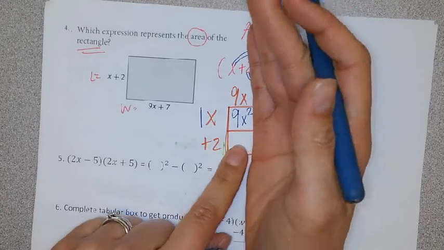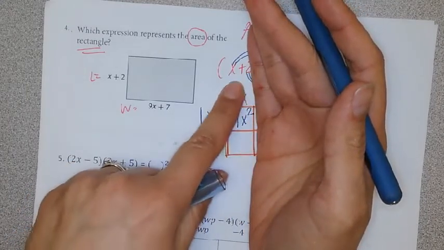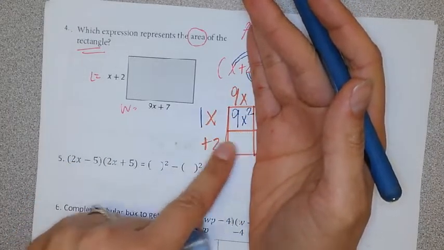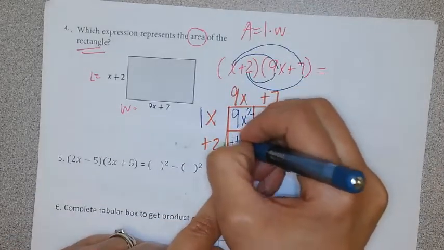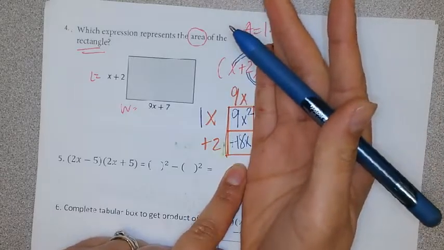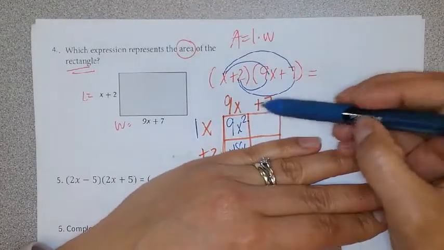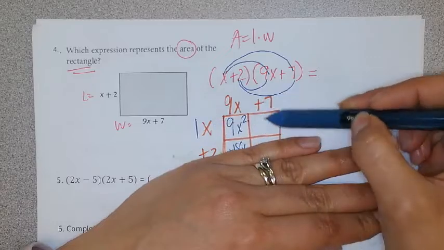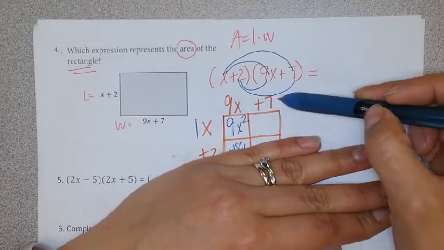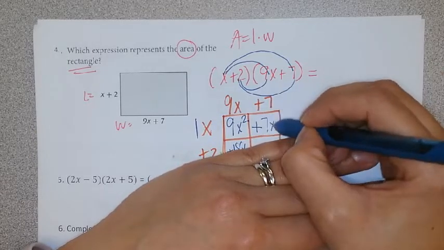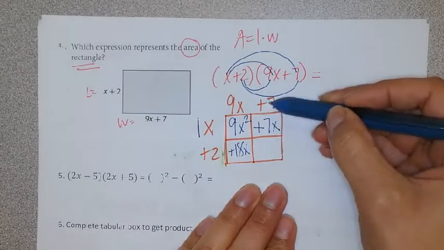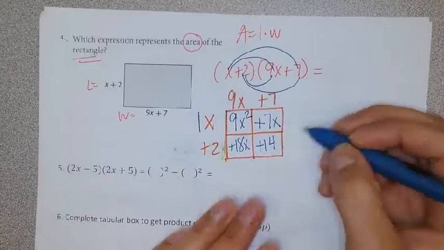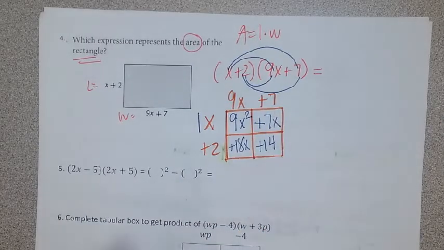Okay, to get this bottom one, I have to multiply that and that. So 9x and 2. So 9x times 2 would be 18 positive x. Okay, this one up here would be this times this. So 1x times 7 will be positive 7x. And lastly, this times this will give me the constant term. So 7 times 2 is positive 14. Everything inside the tabular box is my answer to this multiplication.